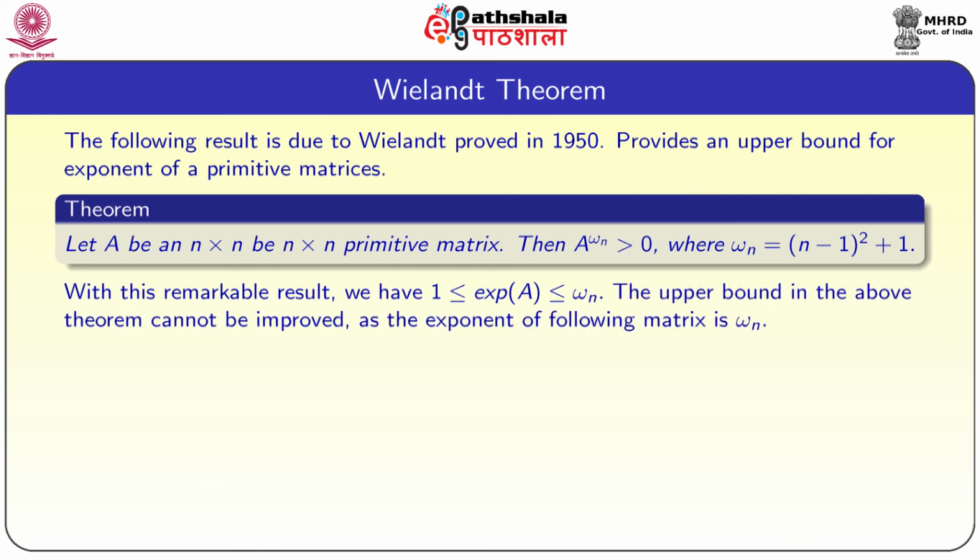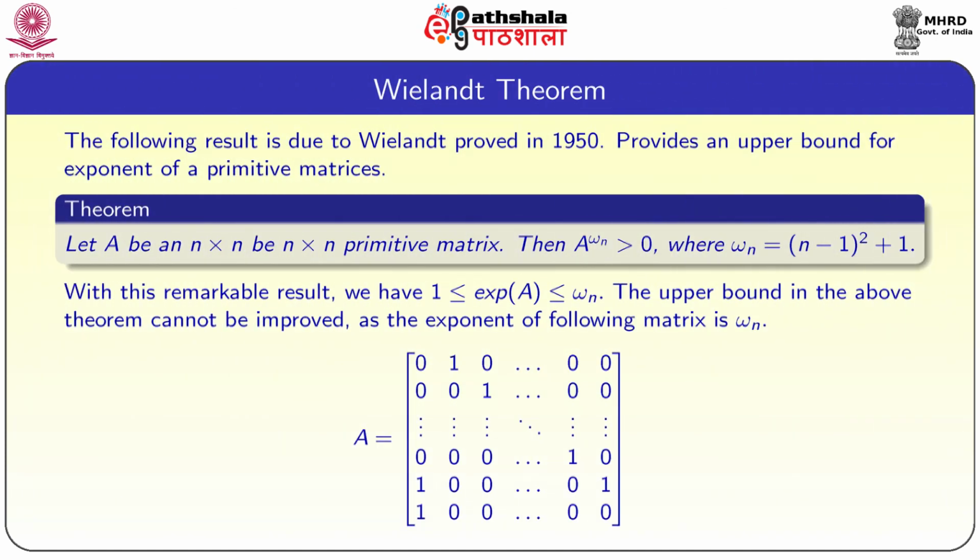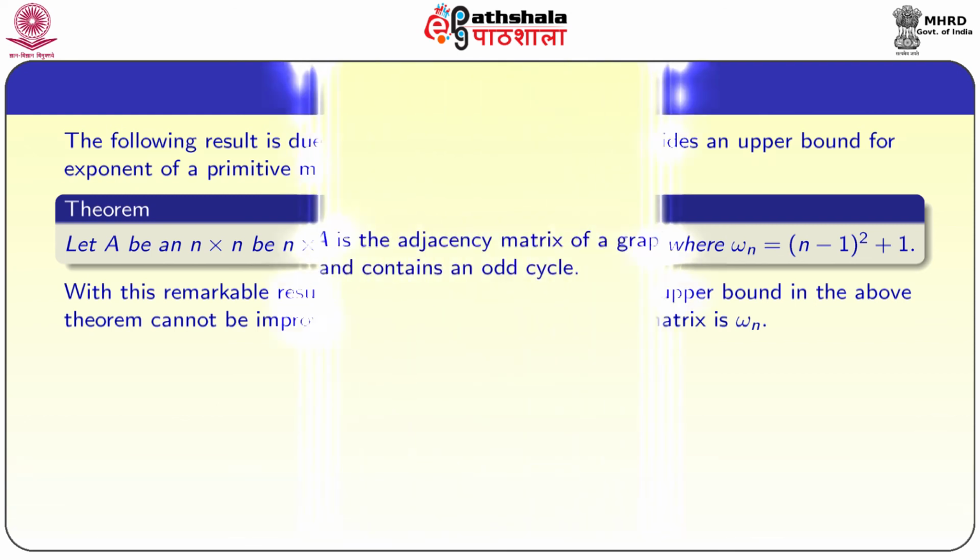The upper bound in the above theorem cannot be improved, as the exponent of the following matrix is exactly omega of n. So, this is the matrix. Here each row up to n minus 2 rows contains exactly one entry. The n minus 1th row contains 1 in the first and last entry, and the last row is 1 0 0 and so on 0. One can easily check that the exponent of this matrix is exactly omega n.